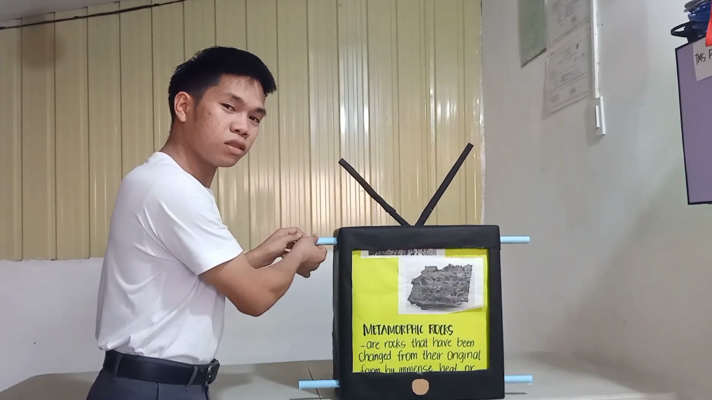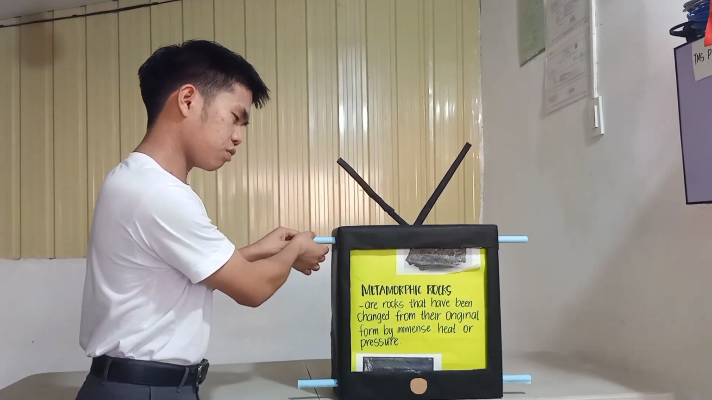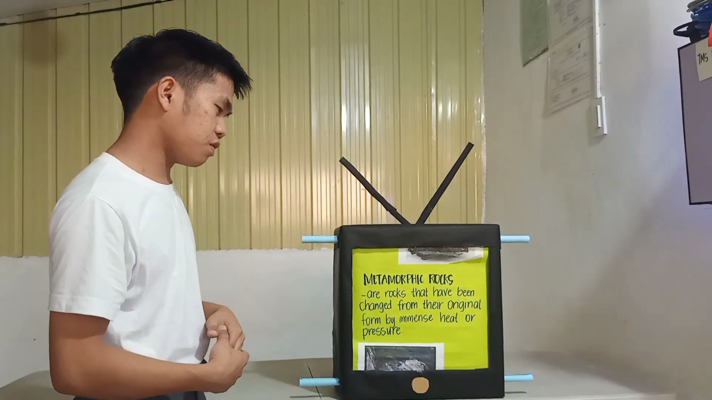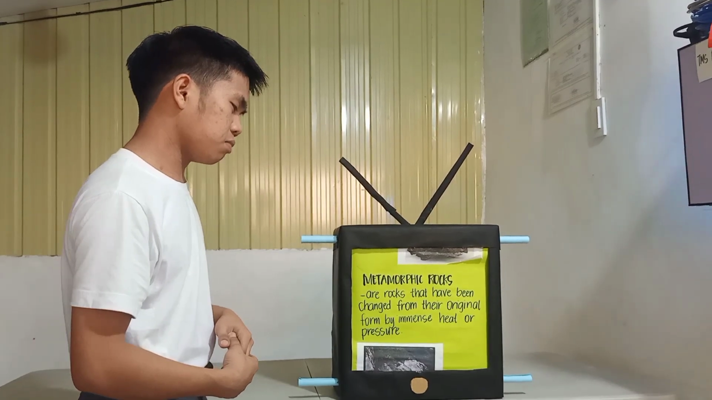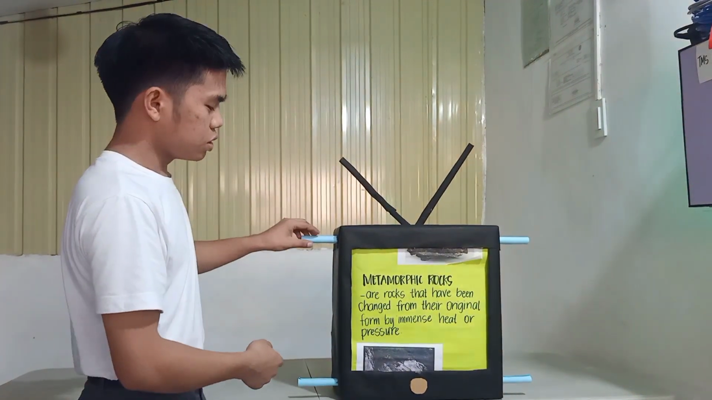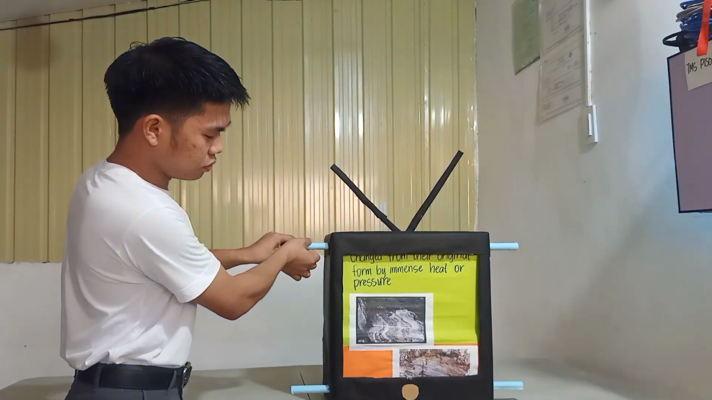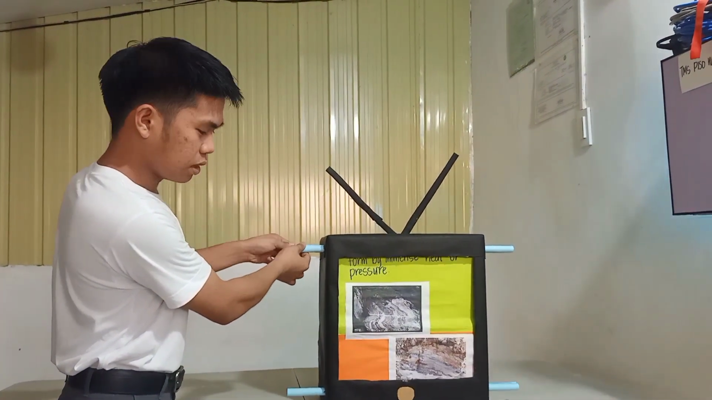And the last type of rock is the metamorphic rocks. Metamorphic rocks are rocks that have been changed from their original form by immense heat or pressure. So I have here the picture showcasing an example of metamorphic rock.